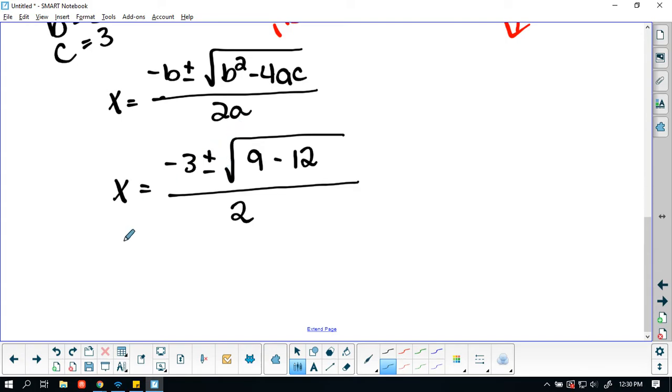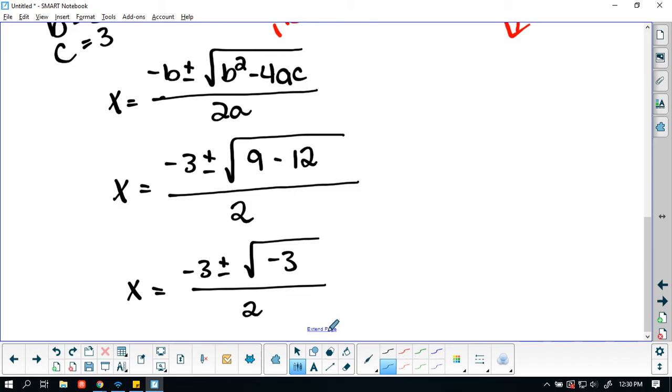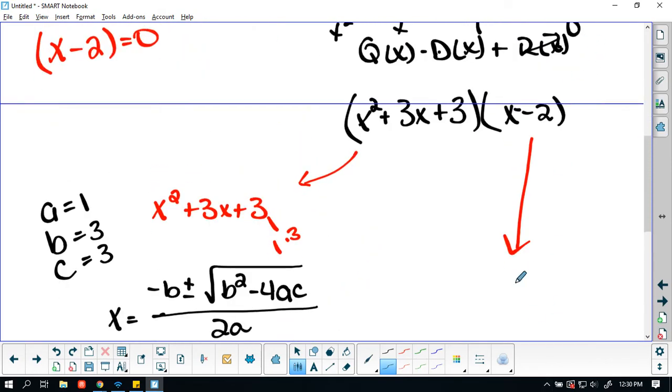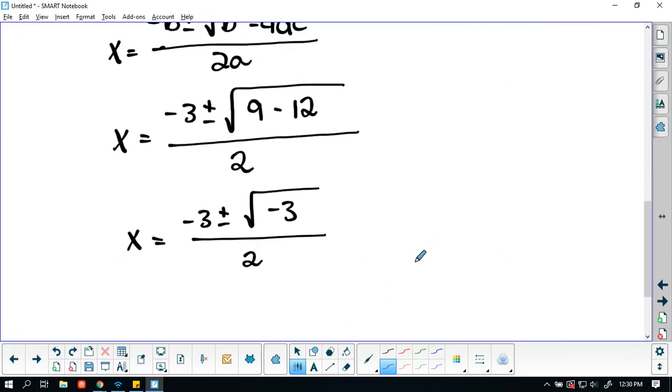All right. So again, I still have x equals negative 3 plus or minus the square root of 9 minus 12, which is going to give us negative 3, divided by 2. Again, remember that this solution of x equals 2 is following us down. So we also have that solution of x equals 2 over here.